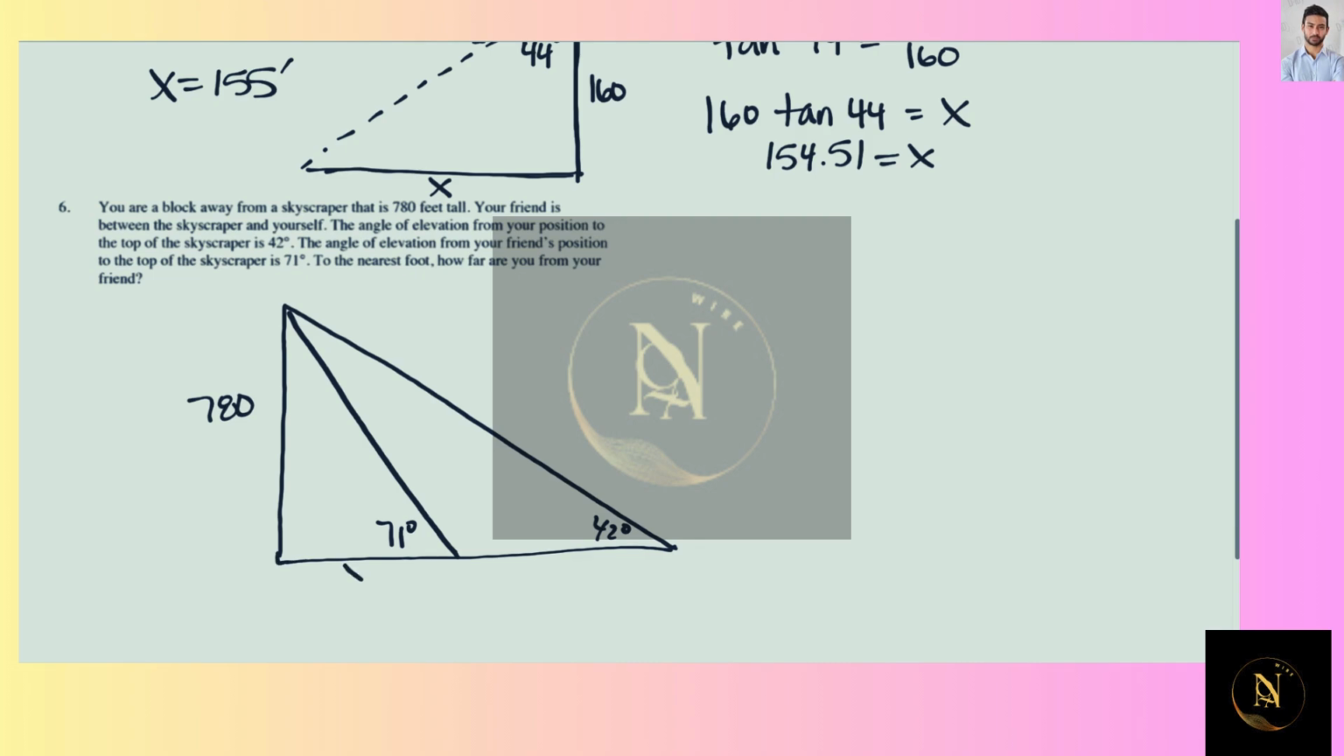Well, I'm going to call the friend's distance from the skyscraper x, and I'm going to call our distance from the skyscraper y. I know that if I subtract x from y, I'm going to end up getting the distance I am from the friend. So first thing I'm going to do is figure out what x is. Again, I have an opposite side and an adjacent side in this triangle. So I'm going to use the tangent of 71 equals the opposite divided by the adjacent. I'm going to multiply each side by x and divide by the tangent.